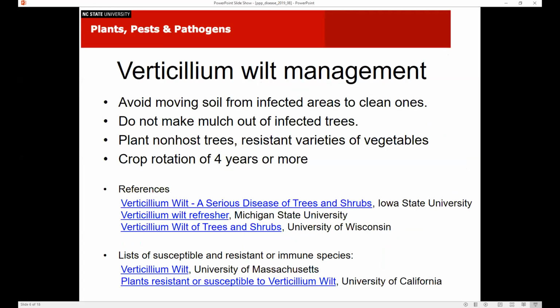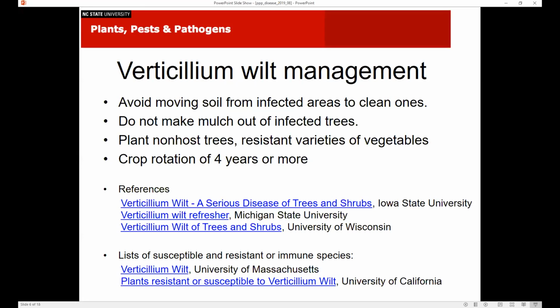If you do have it though and get it diagnosed, there's a few things that you can do to try and manage it. Since it infests the soil, make sure that you keep equipment and tools clean and so forth after working in that area so that you don't move the microsclerotia or other propagules from one site to another. Also, if you have a tree that died from Verticillium and you have it chipped, don't try and make mulch out of that. It should be removed and destroyed so that it doesn't propagate the disease elsewhere.